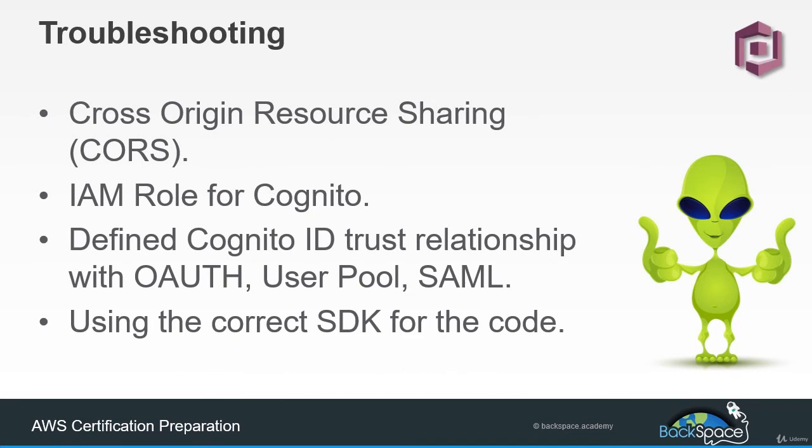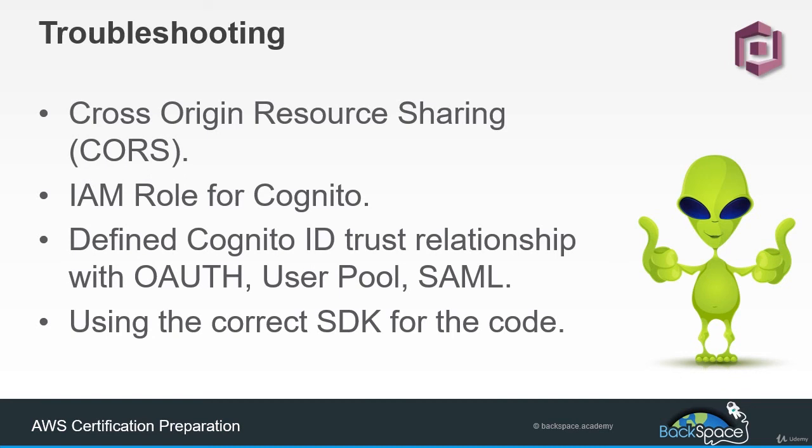So what happens when something goes wrong? What are the troubleshooting steps that we should take? So first off, if we're using S3 to host our website, we need to make sure that our bucket has cross-origin resource sharing set up on it. If we don't do that, any calls to the Cognito service will be blocked for security. So make sure you've got CORS set up on your bucket before you do anything.